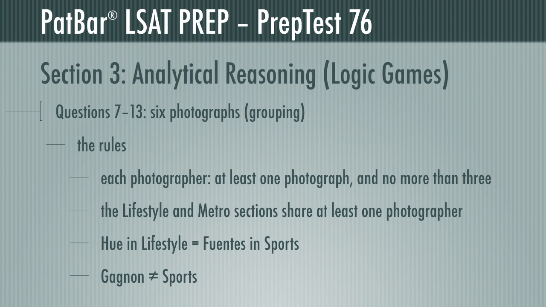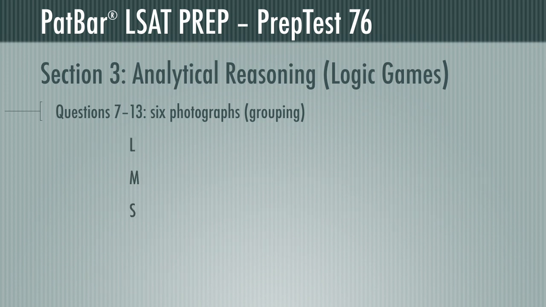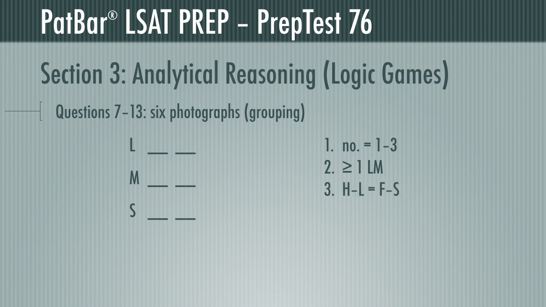So let's diagram. Our problem places the newspaper sections in alphabetical order, which makes sense, so we'll keep it that way. We know that each section will have exactly 2 photographs, so we'll add placeholders to our diagram, 2 per section. Rule 1. Each photographer has at least 1 and no more than 3 photographs total. Rule 2. Lifestyle and metro share at least 1 photographer. Rule 3. Hui's photographs in lifestyle will match the number by Fuentes in sports. Rule 4. Gagnon's work does not appear in sports.